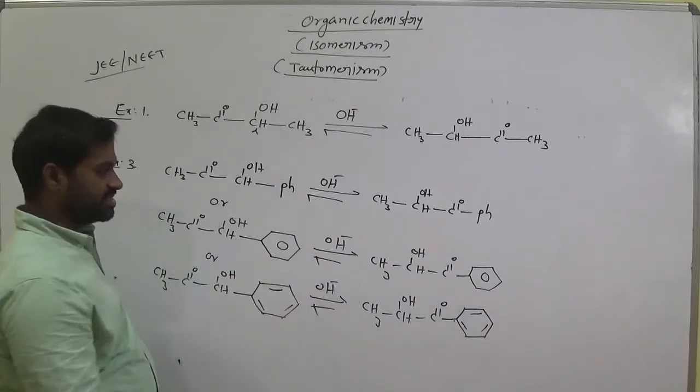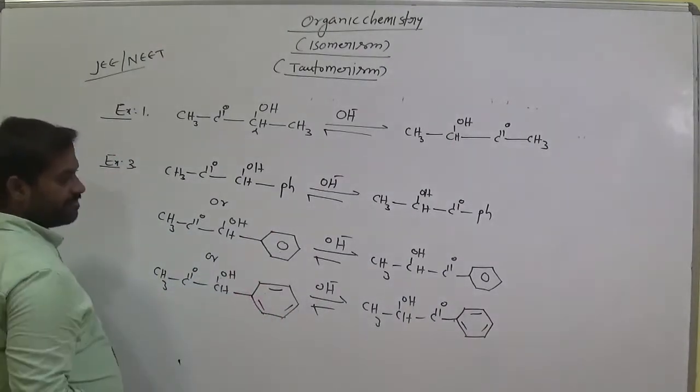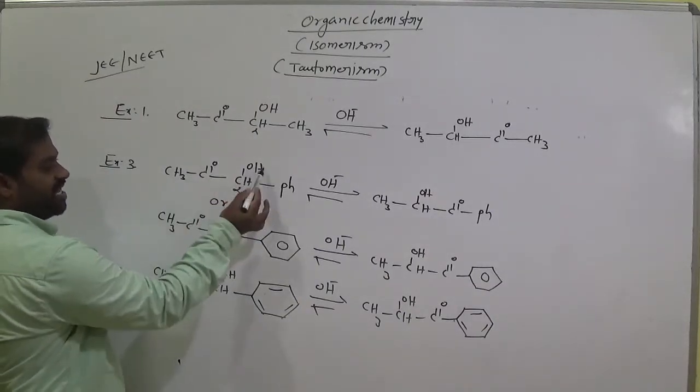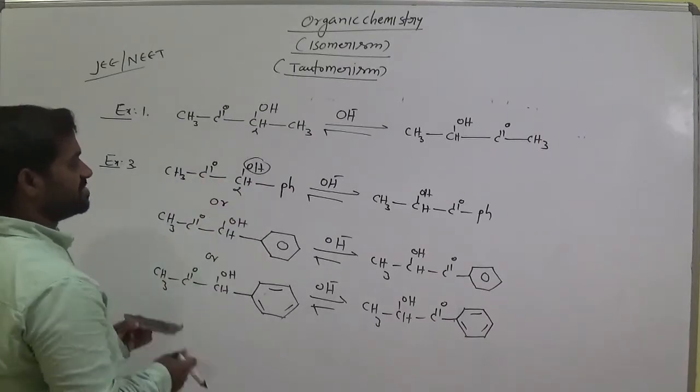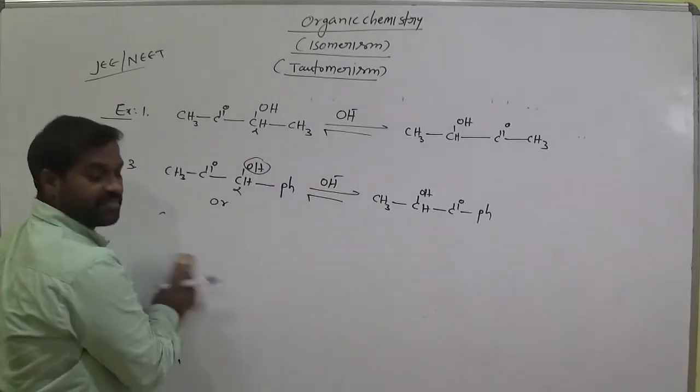All are the same example. pH means this ring. Exchange their position. This is an alpha hydroxy ketone, the OH group, alpha hydroxy ketone. They exchange their position in the presence of base. Is it clear, my students?